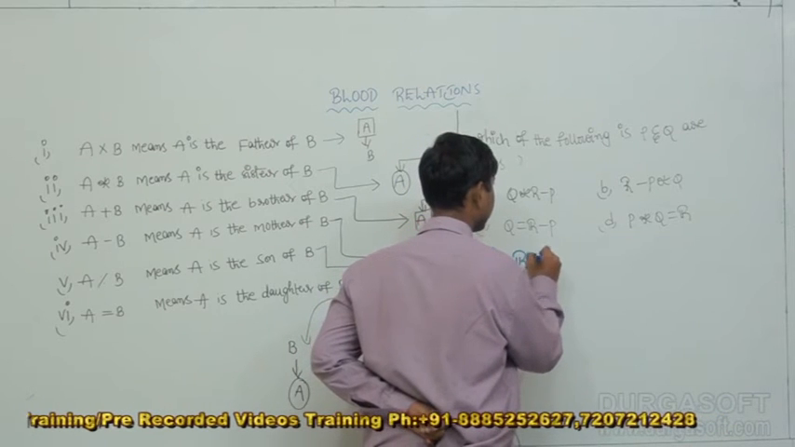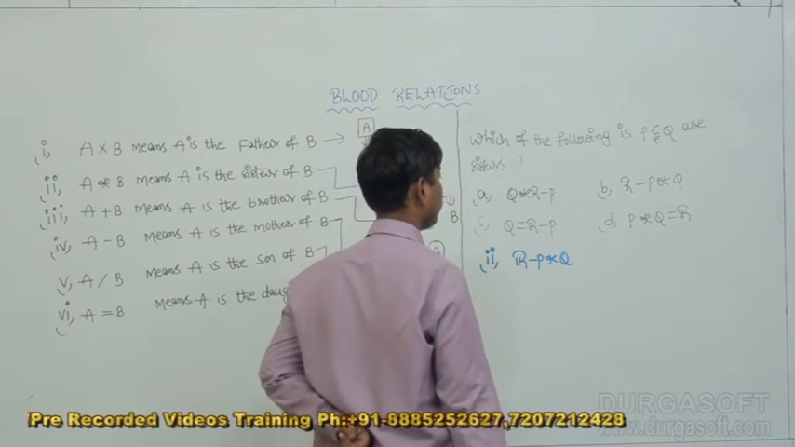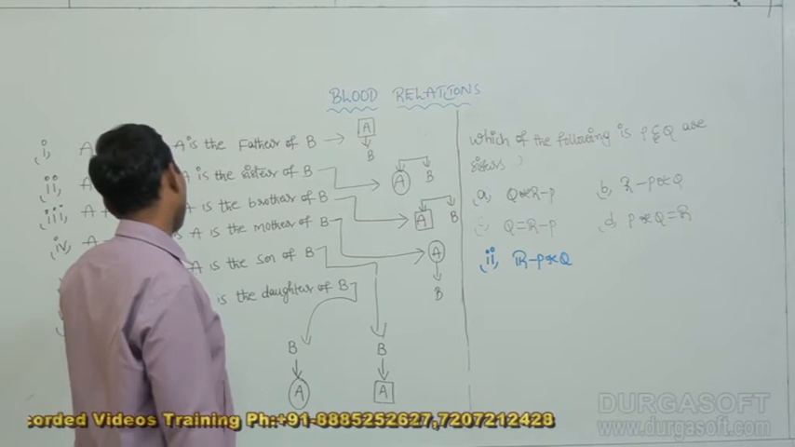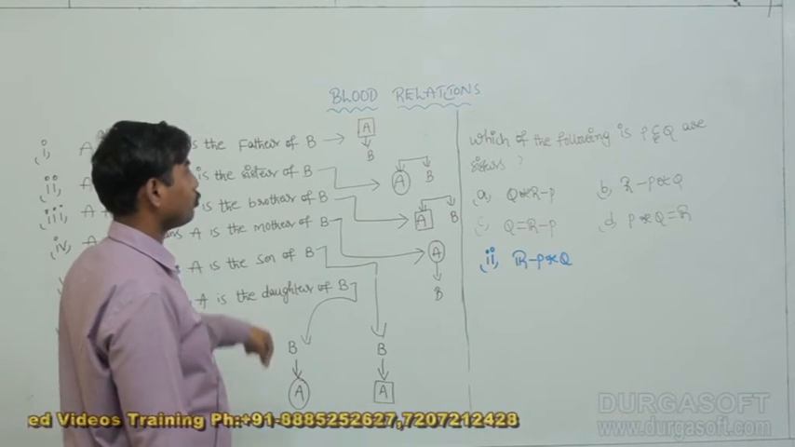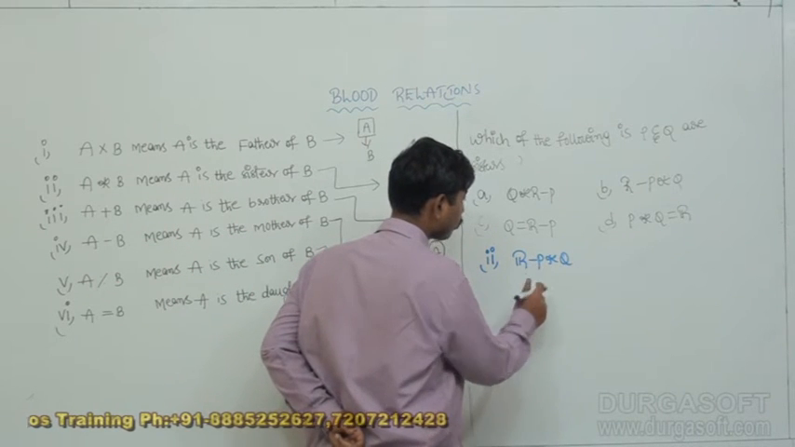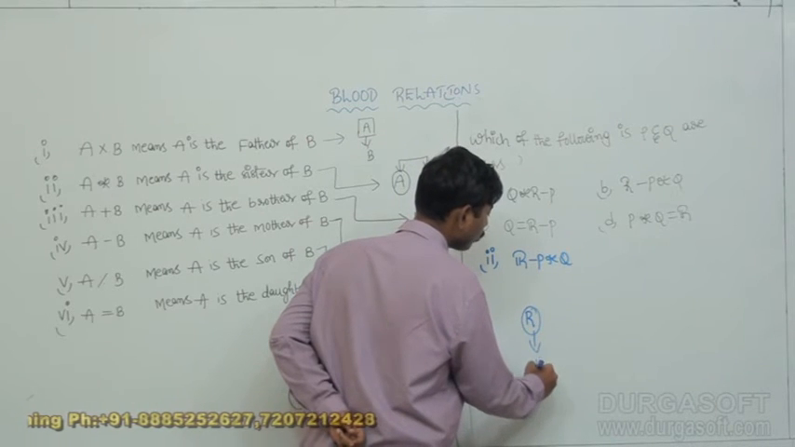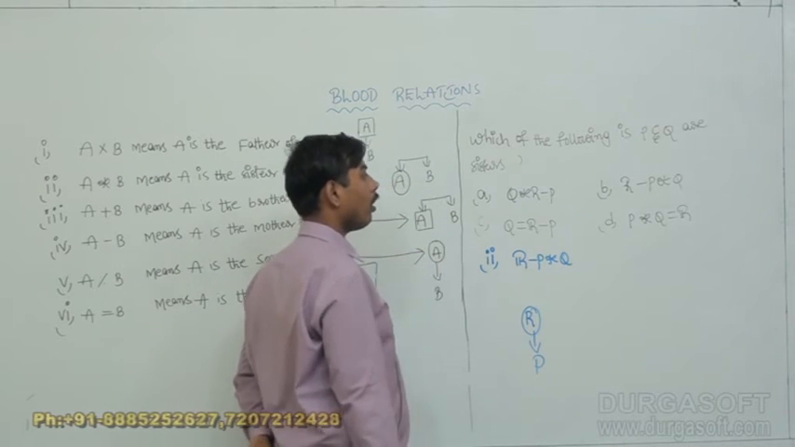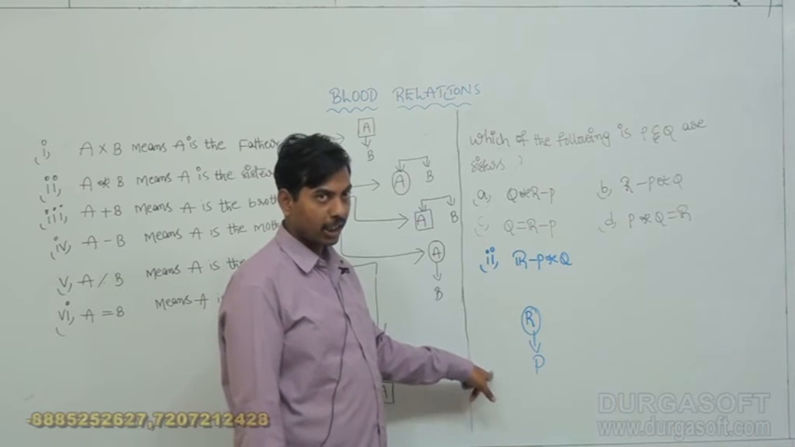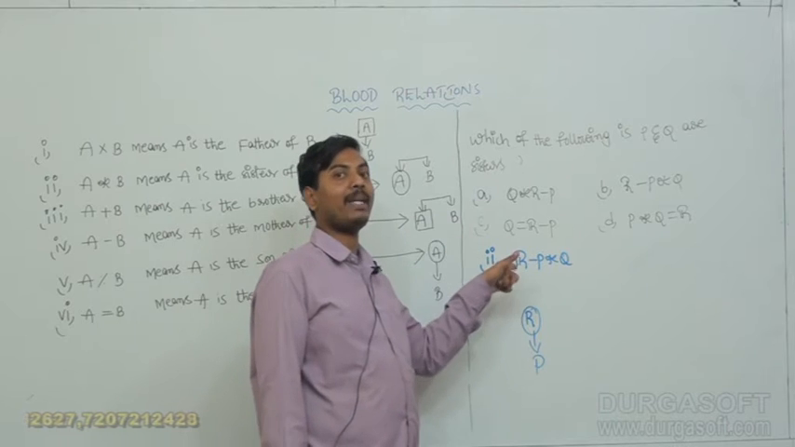What is that second option? R minus P star Q. Let us check, is it really satisfying or not? We know A minus B means A is the mother of B. So R minus P means R should be the mother of P. R should be in the previous generation and P should be in the next generation. R and P are in different generations. That is all the meaning over there.